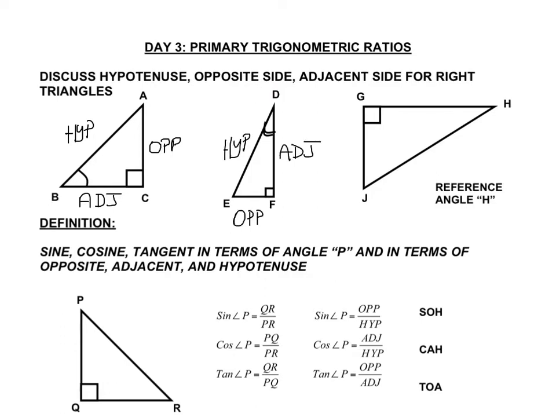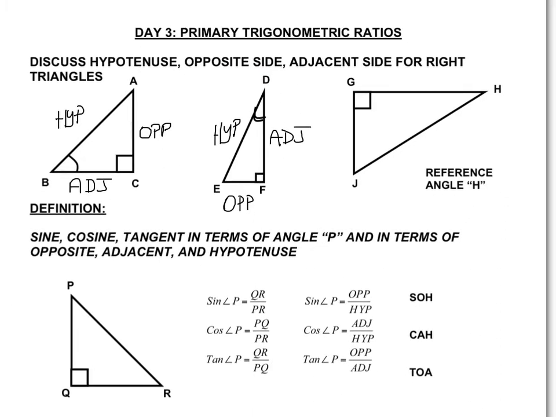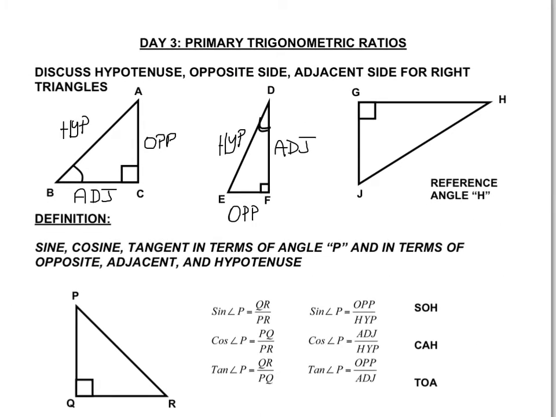So again, you label your hypotenuse first. That's straight across from my right angle. So if I look here, right across from my right angle, and then from my reference angle D, straight across is my opposite, and the one left over is beside it, which is adjacent. And let's move to the next one.